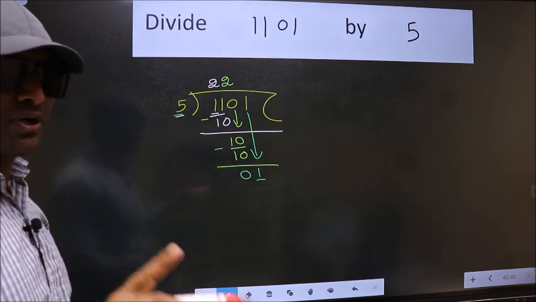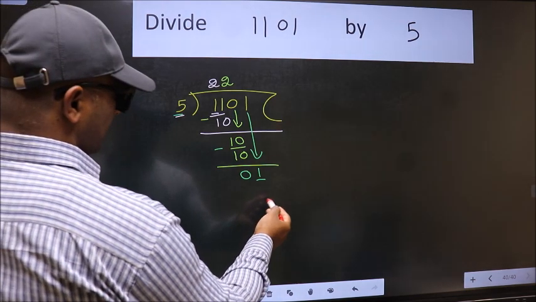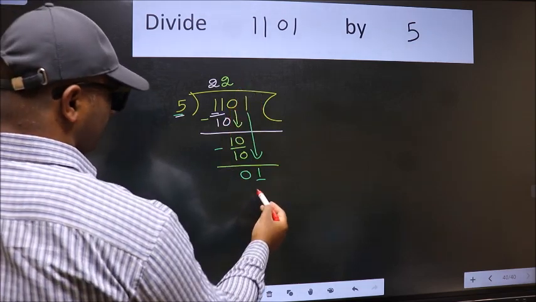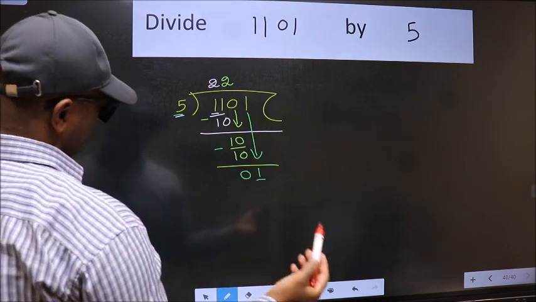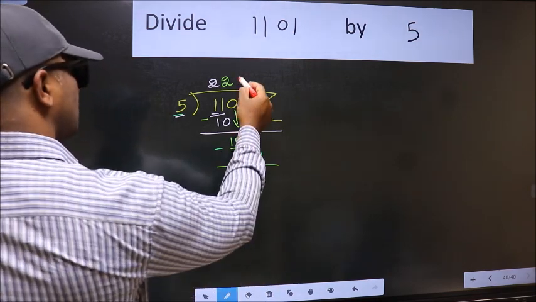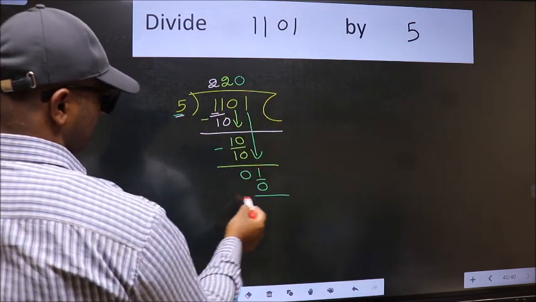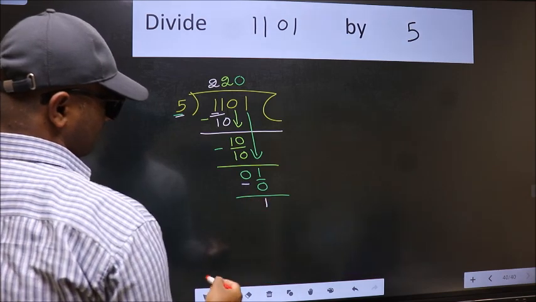Instead of that, what you should think of doing is, which number should we take here? If I take 1, we will get 5. But 5 is larger than 1. So what we should do is, we should take 0. So 5 into 0, 0. Now we should subtract, we get 1.